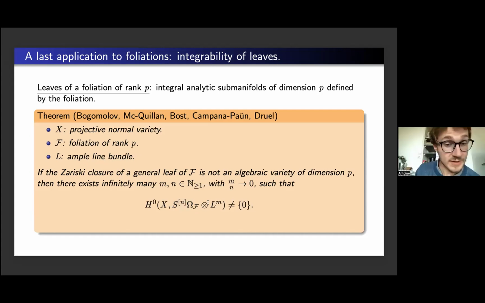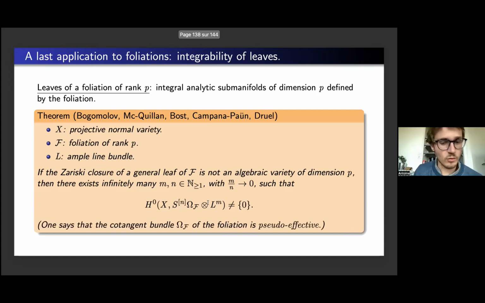Okay, so in this case, we say that the cotangent bundle of the foliation is pseudo-effective, and so basically this gives a criterion for the leaf to be algebraic, because if we show that this is always 0, then the leaf has to be algebraic. So this is usually how it is used.